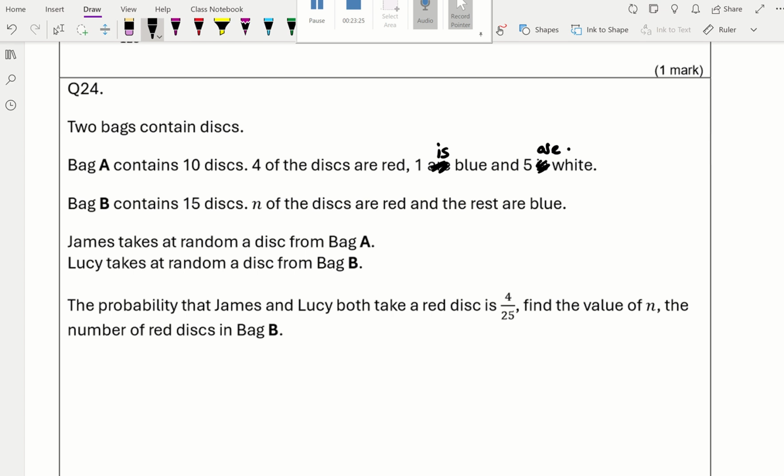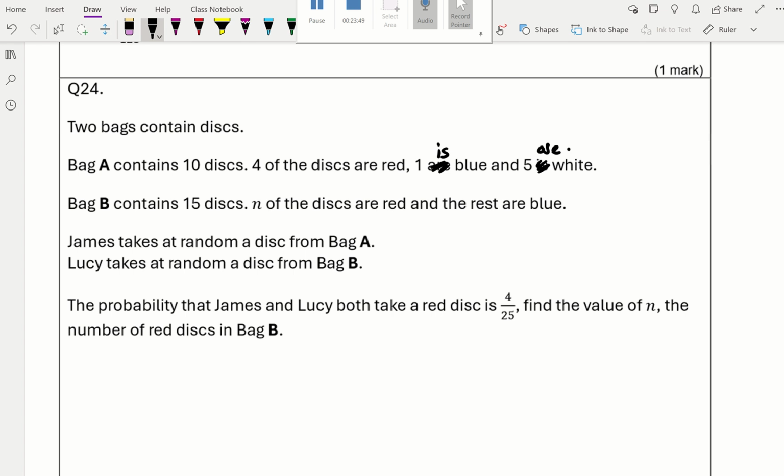James takes at random a disc from bag A. Lucy takes at random a disc from bag B. The probability that James and Lucy both take a red disc is 4 over 25. Find the value of N, the number of red discs in the bag.